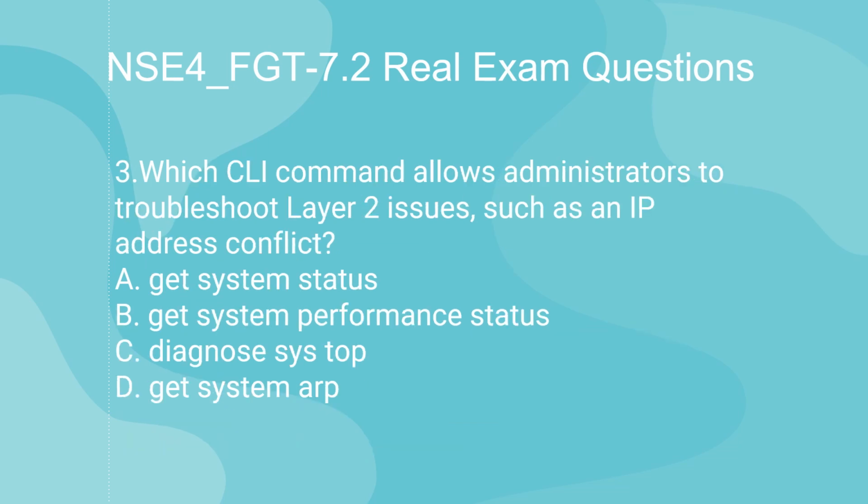3. Which CLI command allows administrators to troubleshoot Layer 2 issues, such as an IP address conflict? A. get system status. B. get system performance status. C. diagnose sys top. D. get system arp.